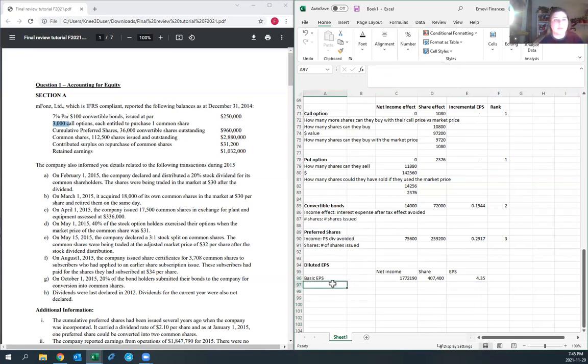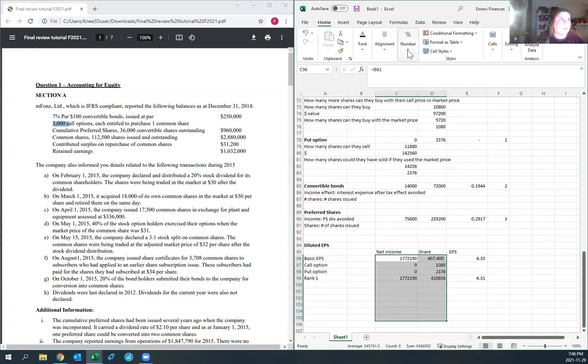Right, so then I'm going to add my rank 1 dilutive securities. So I'm going to add my call option. I'm going to add my put option. For the call option, there was no net income effect, but the number of shares was 1,080. Same thing for the put option, no income effect, but my share effect was 2,376. So then I'm going to calculate my rank 1 EPS, which is going to be the sum of the net income and then the sum of the shares. And the EPS is 1,772,000 divided by 410,000. So 4.31. So when you're calculating them, be on the lookout to make sure that every time you're calculating a rank, it's still lower than your previous rank.